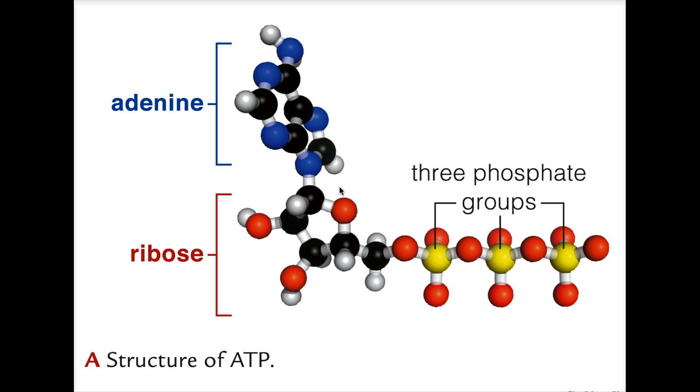An energy molecule of cells is adenosine triphosphate. And this is what adenosine triphosphate looks like. It's made up of a 5-carbon sugar ribose, which we can see right here. It's made up of a nitrogenous base adenine, and then 3 phosphate groups.